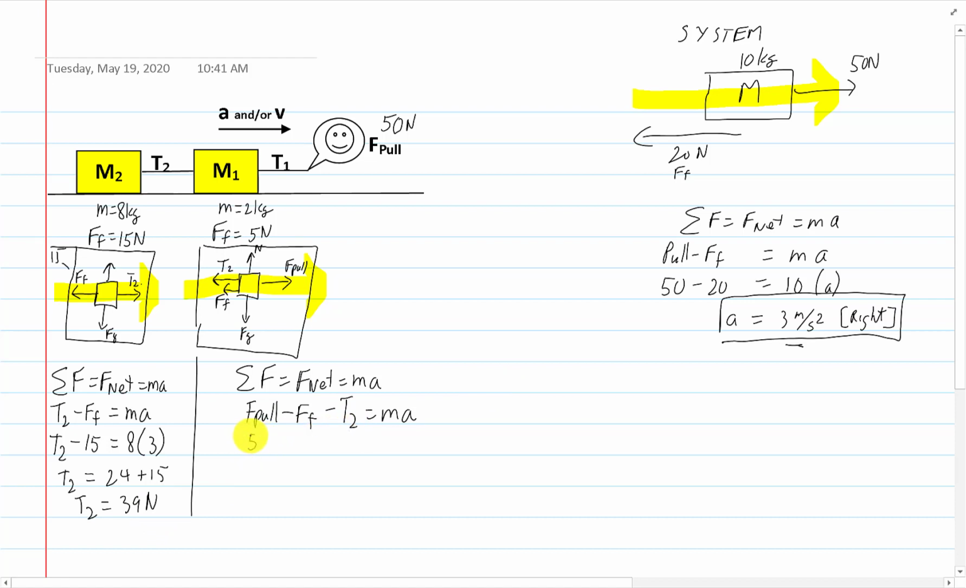The pull force is 50. The frictional force here is 5. The tension force here is 39. And that's going to equal 2 times 3. Does that work? 45 minus 39 is 6. And this is 6. So it does check out. It's nice.